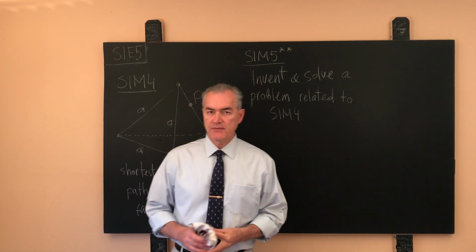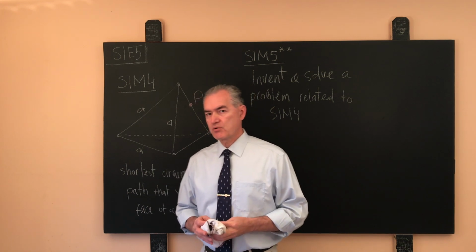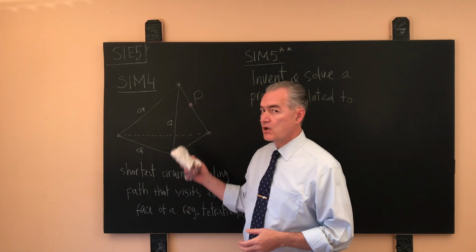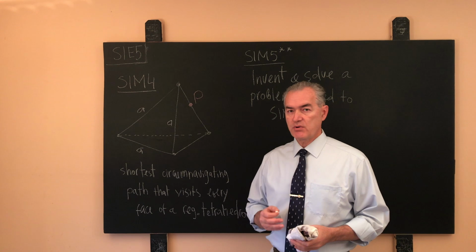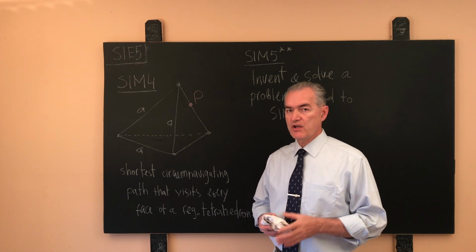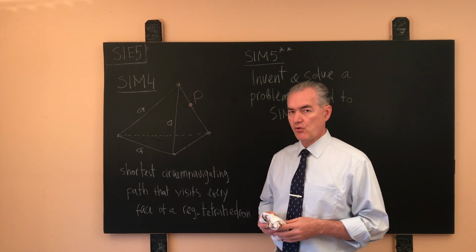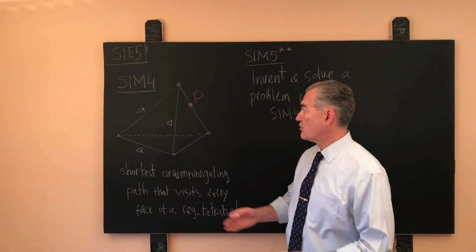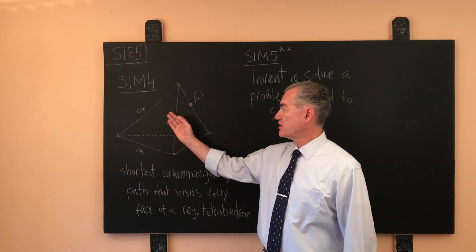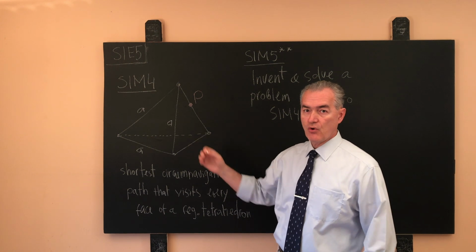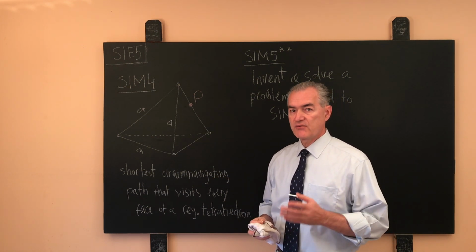As a reminder, the objective of the problem S1M4 was to find the shape and the length of a shortest circumnavigating orbit over the surface of a regular tetrahedron, which visits all four of the tetrahedron faces.